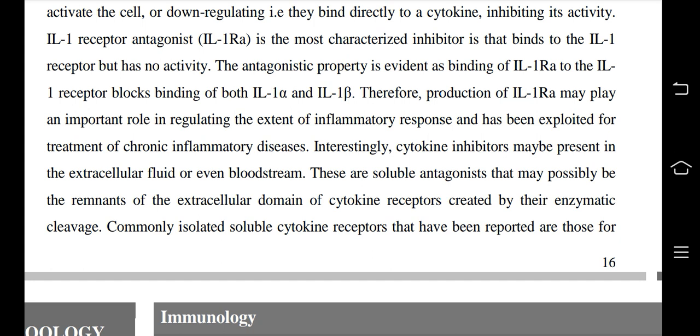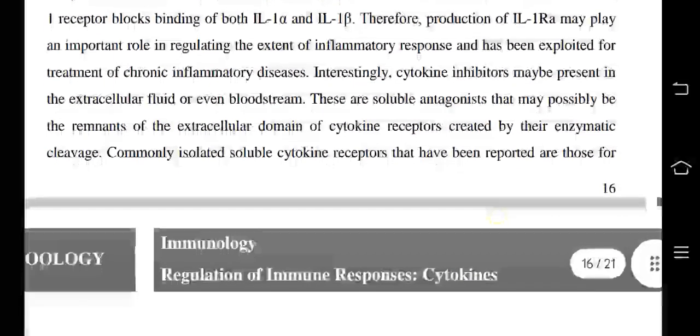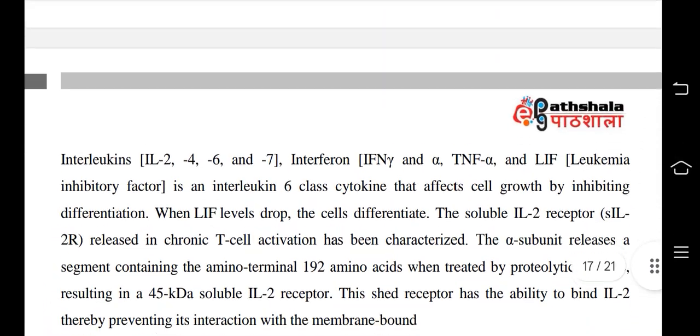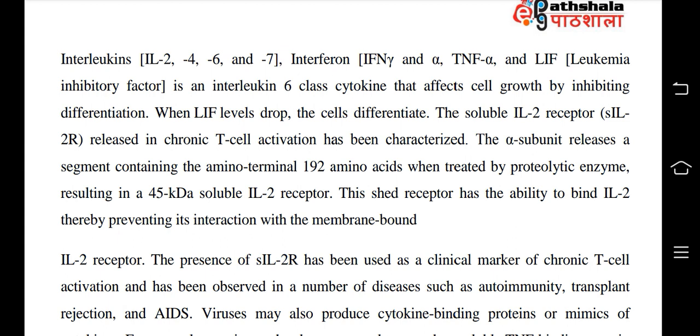Cytokine inhibitors may be present in the extracellular fluid or even bloodstream. These are soluble antagonists that may possibly be the remnants of the extracellular domain of cytokine receptors created by their enzymatic cleavage. Commonly isolated soluble cytokine receptors that have been reported are those for interleukins IL-2, 4, 6, 7, interferon IFN gamma and alpha, TNF alpha and LIF. Leukemia inhibitory factor is an interleukin 6 class cytokine that affects cell growth by inhibiting differentiation. When LIF levels drop, the cells differentiate.